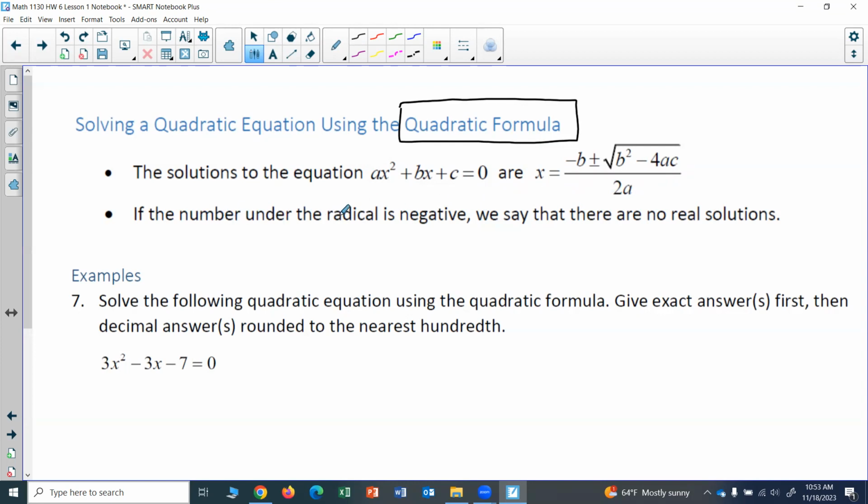If the number under the radical is negative, we say that there are no real solutions because we can't take the square root of a negative number. So make a little note of that.